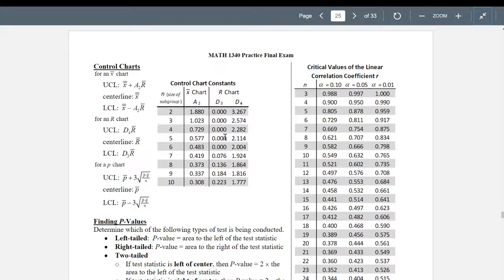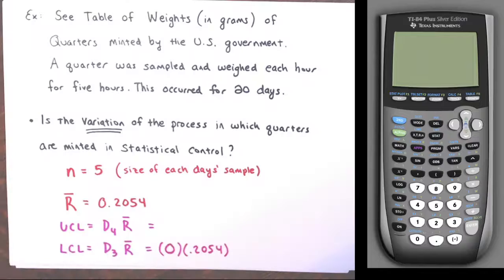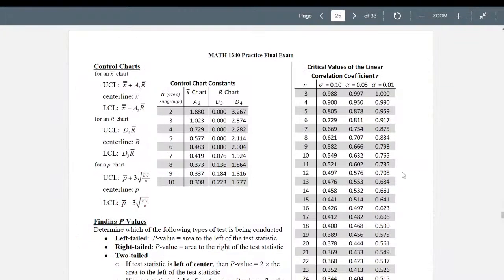I'll have this written on my other page here. So D3 is simply 0.000, it's 0, times the R bar, which is 0. So the lower control limit is the x-axis, if you're looking at your graph. Then for D4, for the upper control limit, back to this chart, see n equals 5. D4 is 2.114. 2.114 multiplied by R bar, that 0.2054.